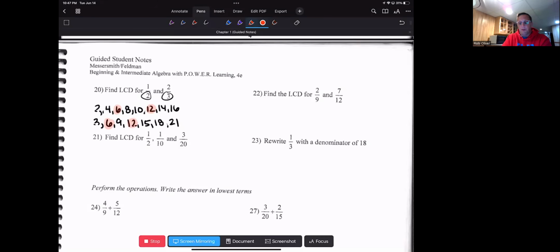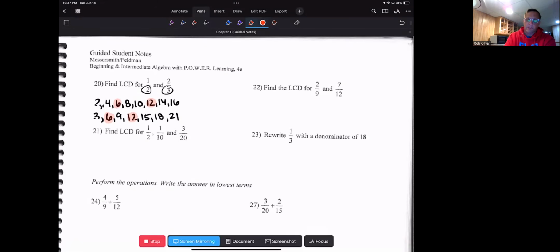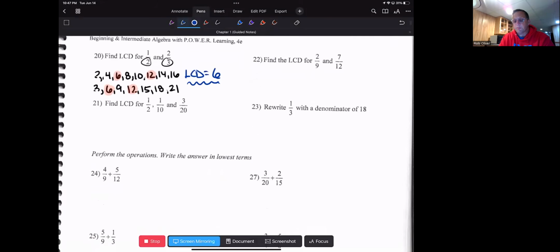If I went a little bit further, you might notice that they have 18 in common. They also have 24 in common, but I didn't go that far with 2. But that's it. That's your LCD right there. So your LCD for this one is just 6. That's all I'm doing, just figuring out what that number is that we're going to change it into.